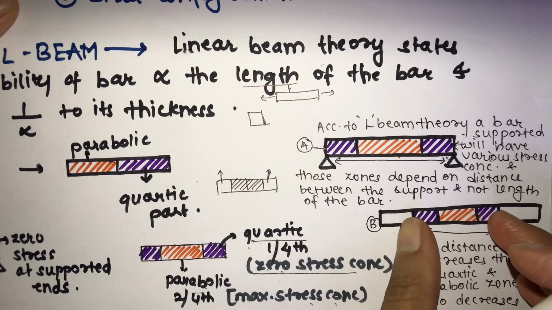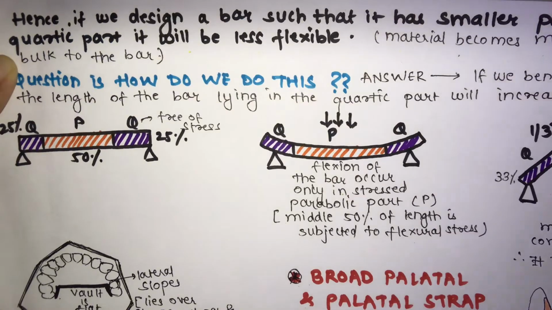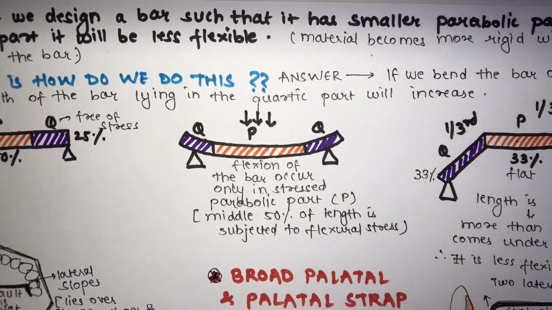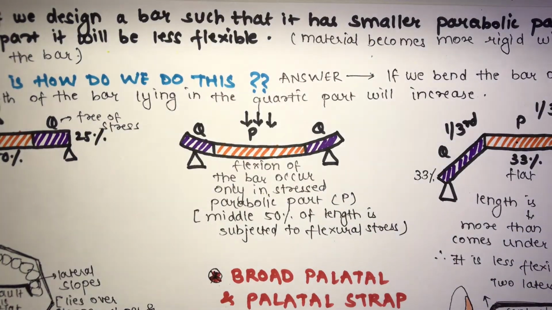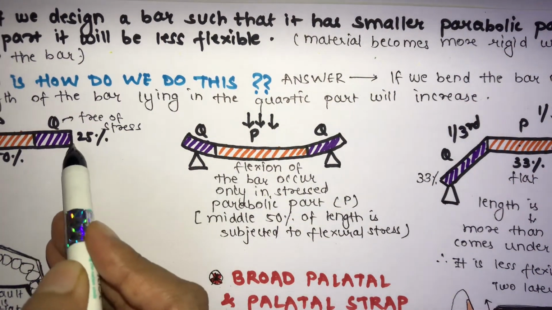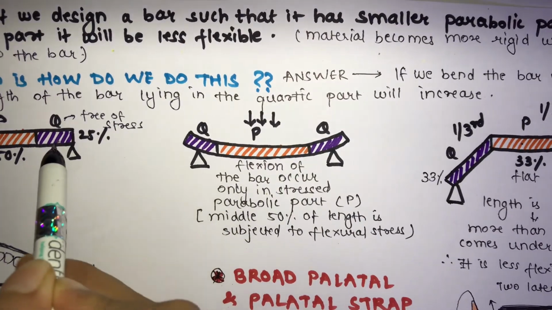the parabolic and the quartic also changes. So this is left over. Hence we design a bar such that it has a smaller parabolic part and a larger quartic part, because this quartic part is free of stress. So we want such a bar in which this quartic part is more.